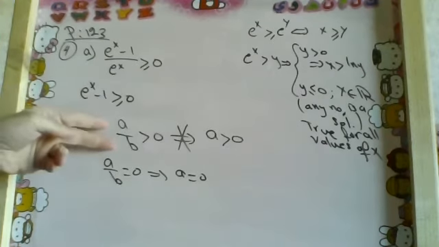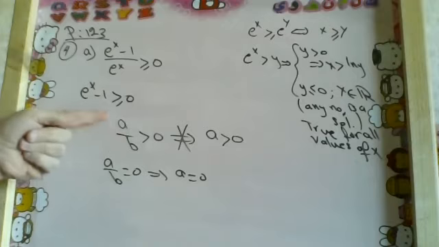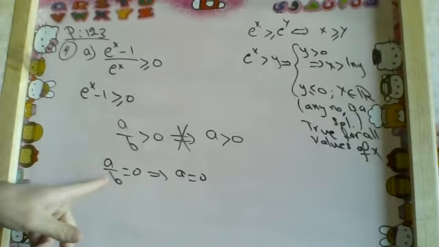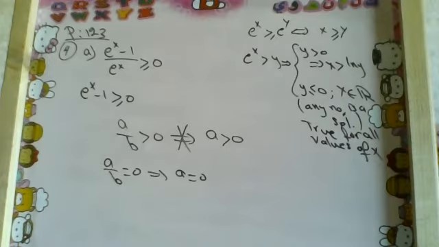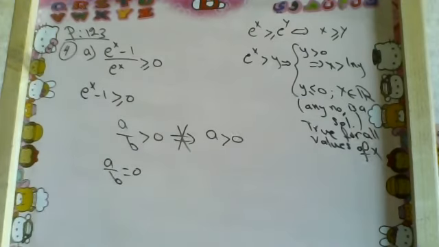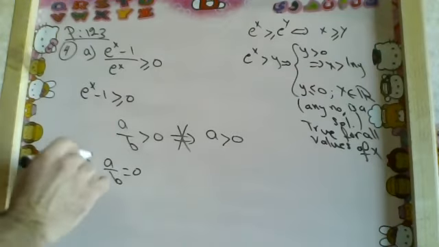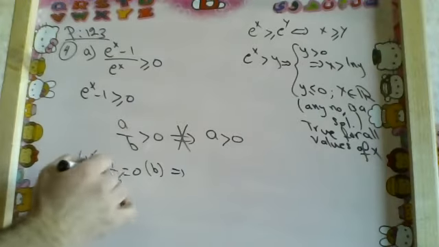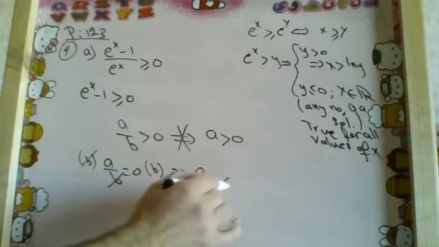You could have both negative; negative over negative will be positive. Okay, you have a fraction. In this step, in fact, we multiplied by b: multiply the left side by b, the right side by b. Then you get a equal to 0 times b, which is 0.